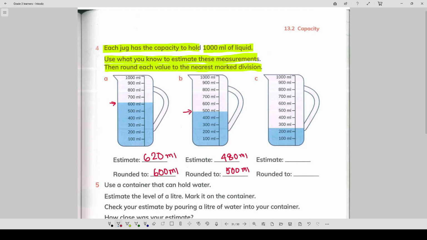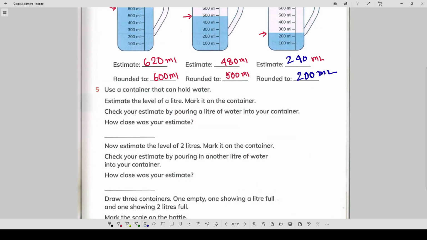And it's looking like 260, suppose 260 ml, so the nearest is 300. Or if you are confused, better you can write 240, so it's the nearest 200 ml. Okay, so question 4 is done. Question 5 is conceptual.